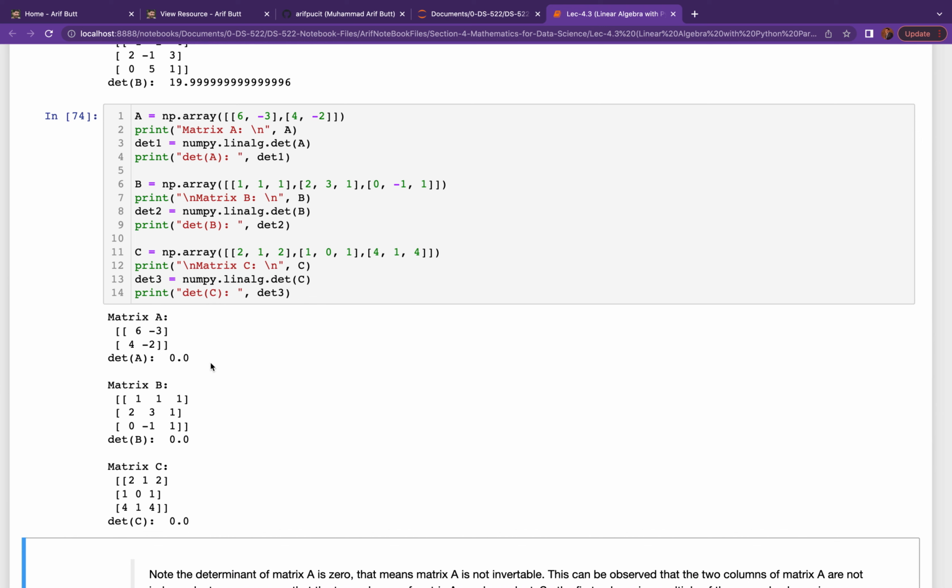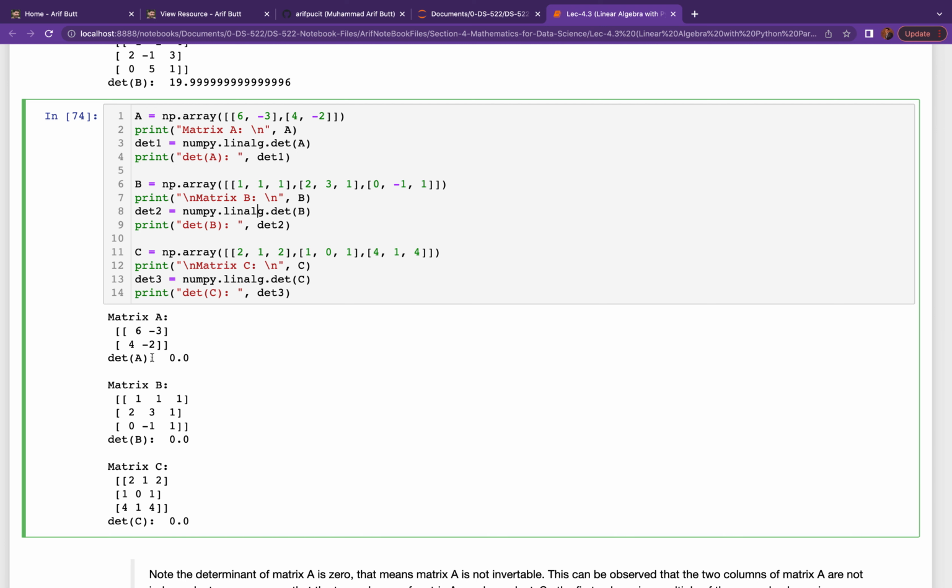Okay, so let me describe this. In this sample code, my dear students, you see the determinant of all these three matrices A, B, and C are 0. That means they are singular matrices or are non-invertible. If you observe this matrix A, the first column, that is 6, 4, is a multiple of the second column, that is minus 3, minus 2. That is, you can multiply the second column by minus 2 to get the first column.